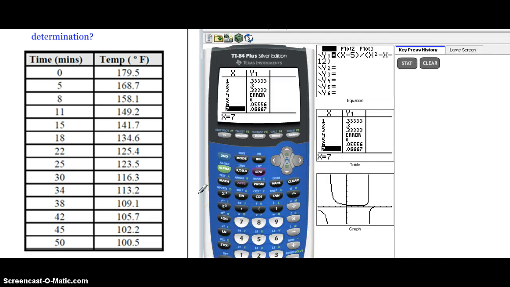So when you hit the Stat button, this comes up and you want to hit Edit to enter your data. Now if you have old data in here, you want to clear that out. So you go up to the L1 and L2 and hit Clear and Enter to get rid of the old data.